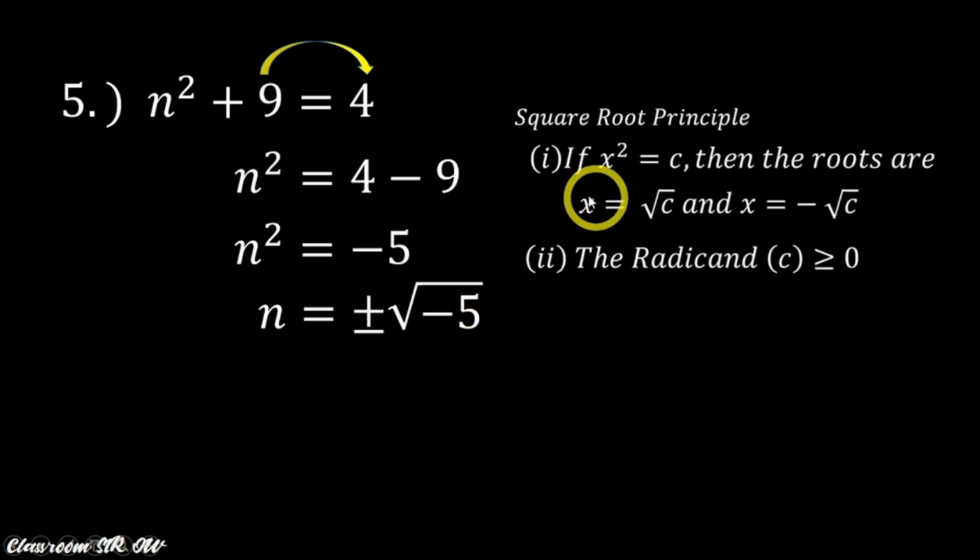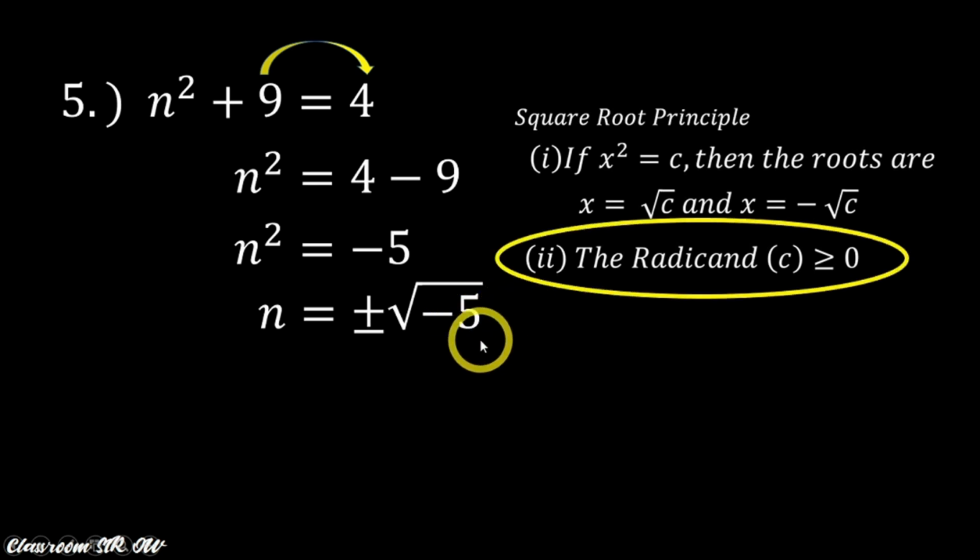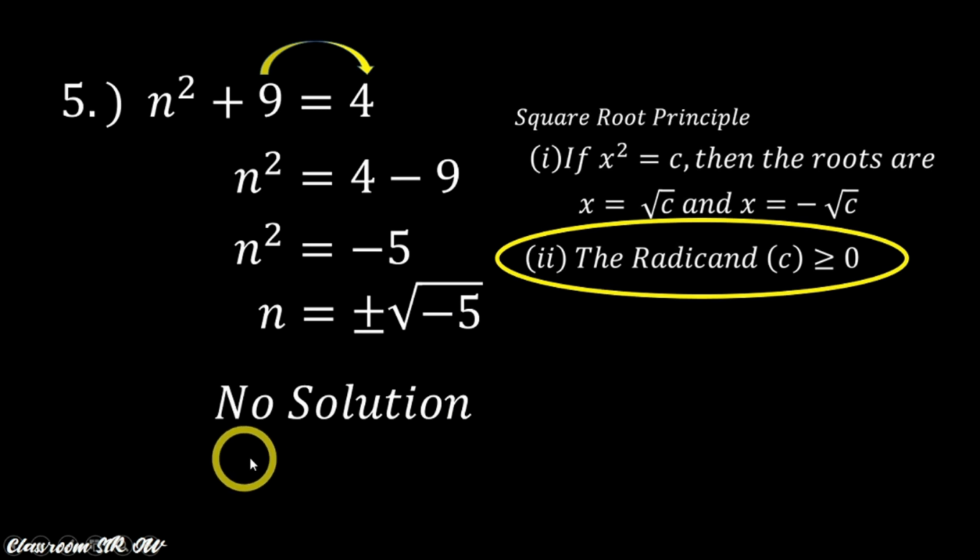Now we have to remember our square root principle. It says that the radicand c, which is inside the radical symbol, should be greater than or equal to 0. In this case, it's negative 5 and this is less than 0. So if this happens, guys, what you're going to do is just write no solution and proceed to the next number.